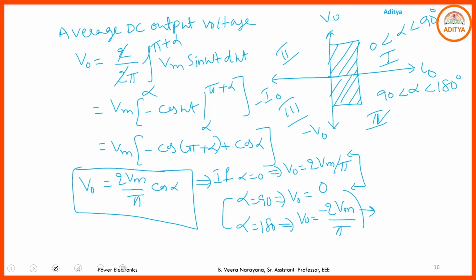At a time, if you want to collect the two quadrant operation, it means either first quadrant operation or fourth quadrant operation. If you maintain alpha less than 90 degrees, then you are able to collect the first quadrant operation. If you maintain alpha greater than 90 degrees, then we are able to collect the fourth quadrant operation from this bridge type fully controlled converter with RL load. So this is the output voltage waveform, output voltage expression.